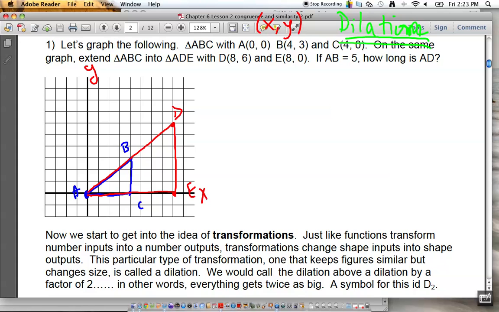The word is dilation. Everybody say dilation. Dilation. No, I heard some people say "diolation." It's not that. There's no D-I-A. It's dilation. Dilation. Dilation. Stop.